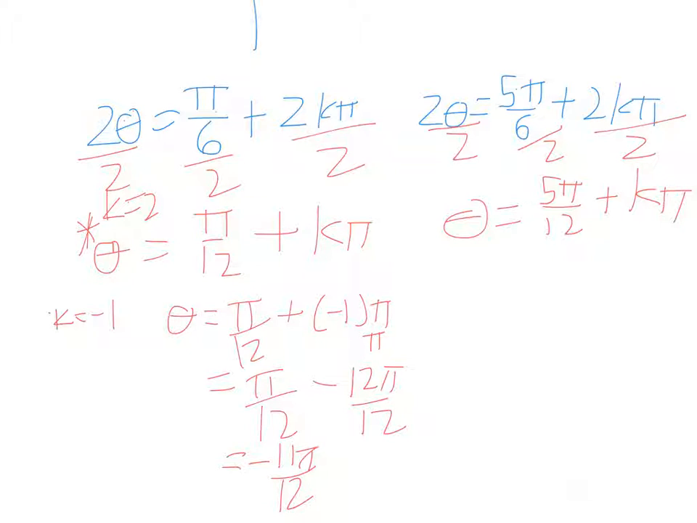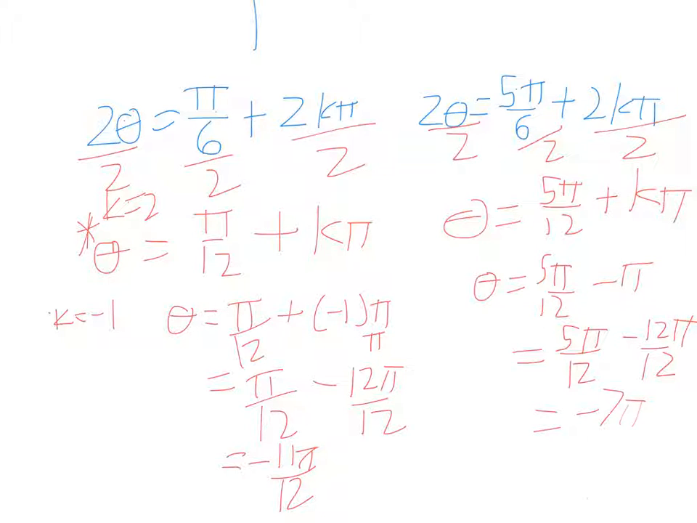Likewise, if we were to plug in -1 to this second equation, you have 5 pi over 12 minus pi, so that'd be 5 pi over 12 minus 12 pi over 12. So that'd be -7 pi over 12.